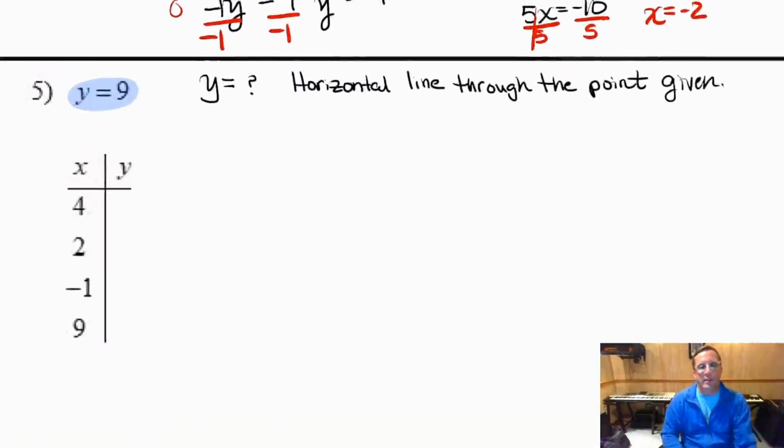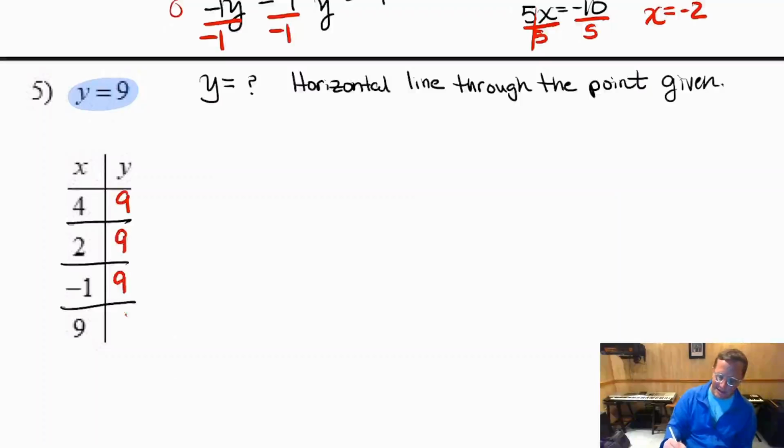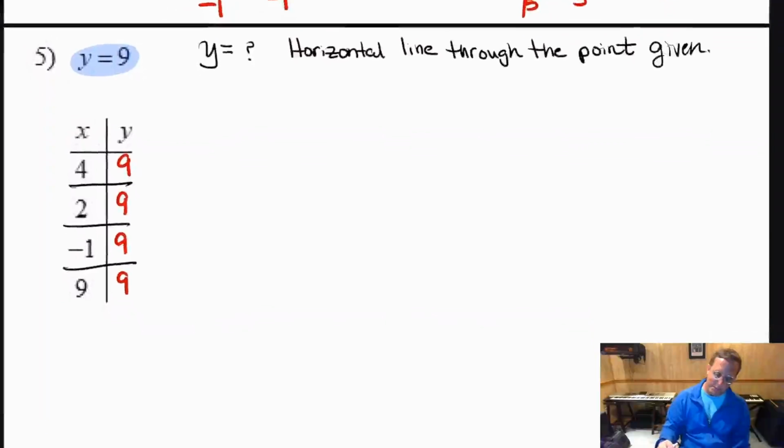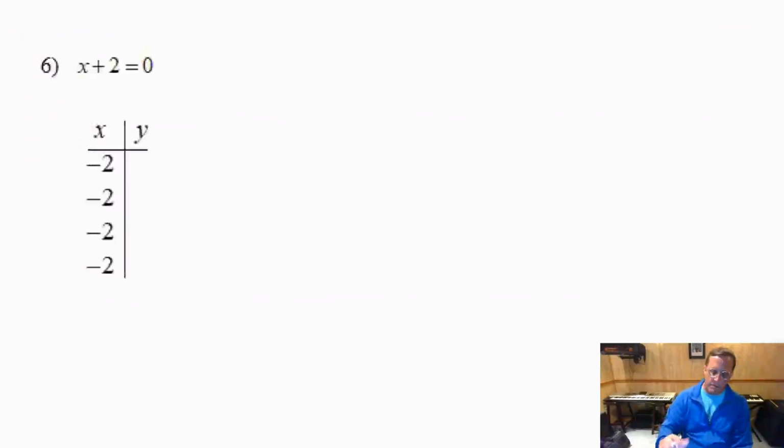So this one right here, it says y equals 9. So that is saying that every one of these values is 9. Every single one of these y values is 9. So this is 9, this is 9, this is 9, this is 9. That's it.